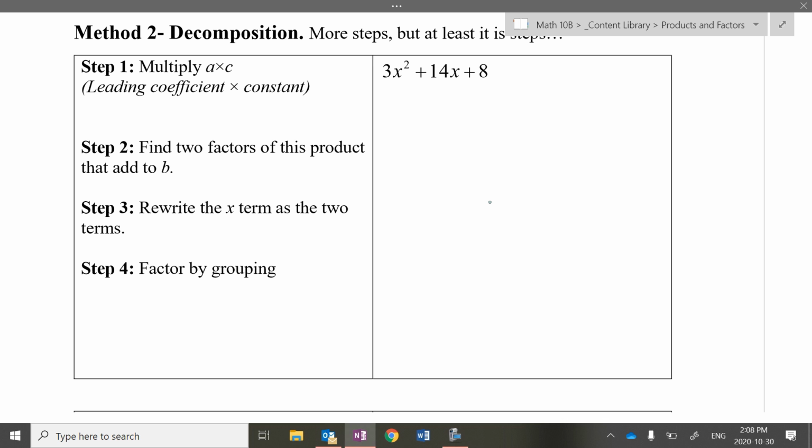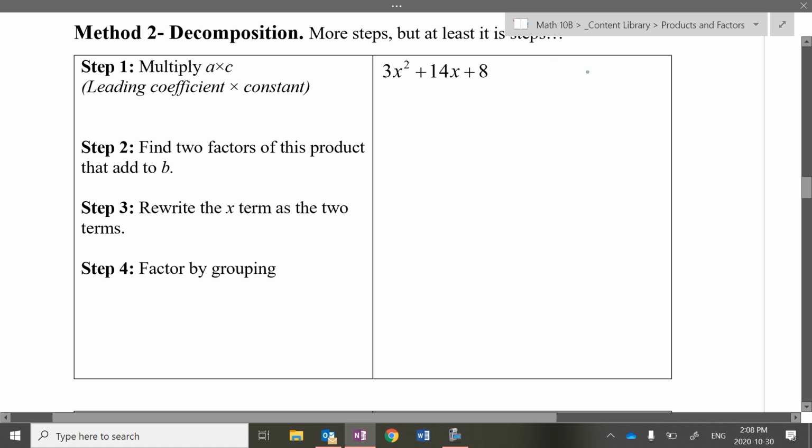So for this example, step 1 says multiply A and C. So multiply your leading coefficient and your constant. So what is 3 times 8? Cool. That is step 1. So you're always multiplying the 2 outside numbers. Step 2, find 2 factors of the product that add to B. So just like we were kind of doing before, it's going to be slightly different. So we need to find 2 numbers that multiply to 24, but add to 14. Who knows that? Carissa. Good.